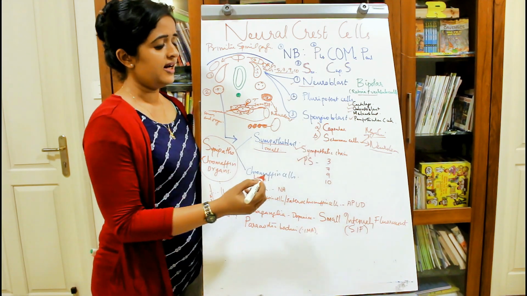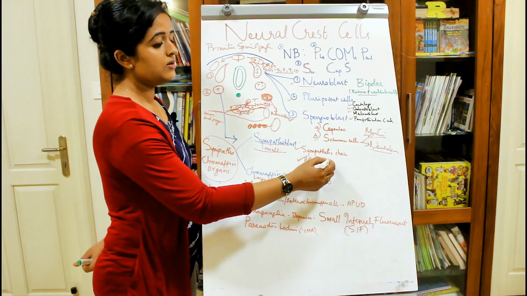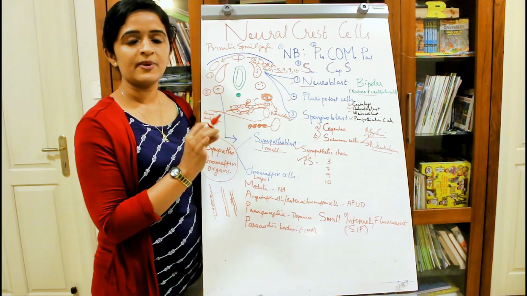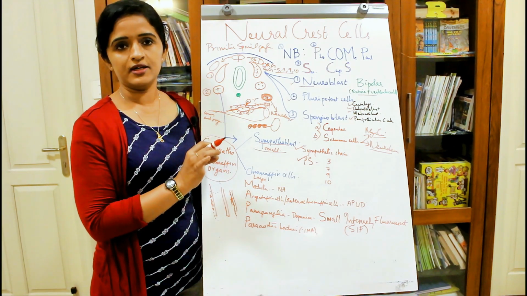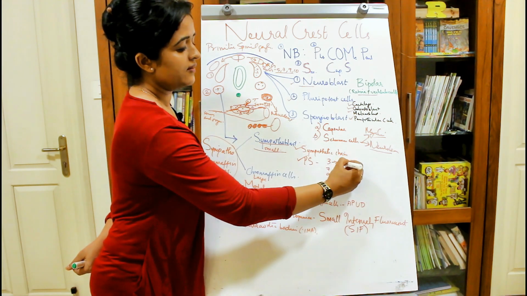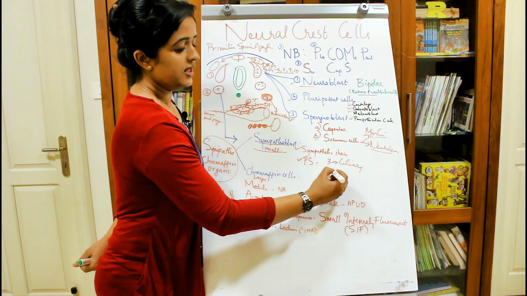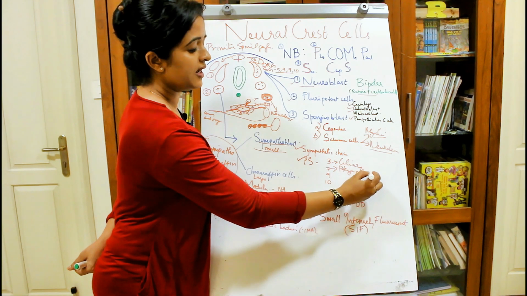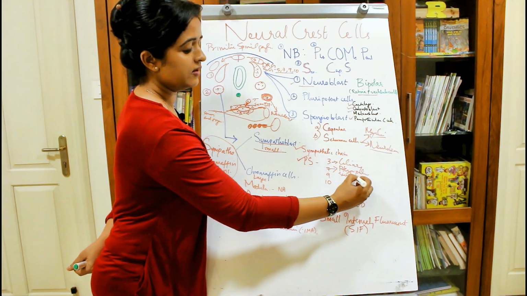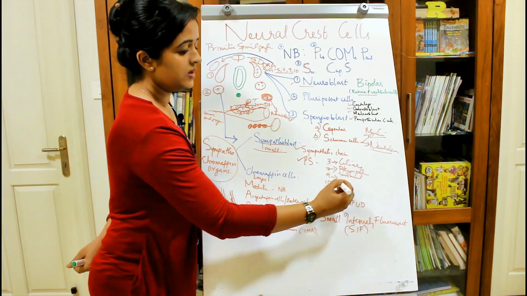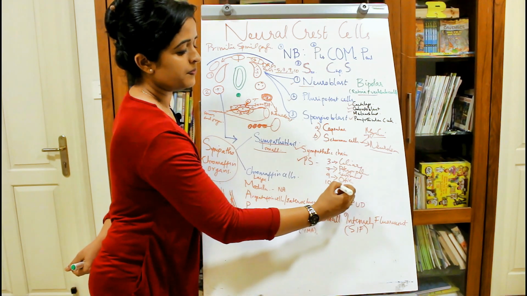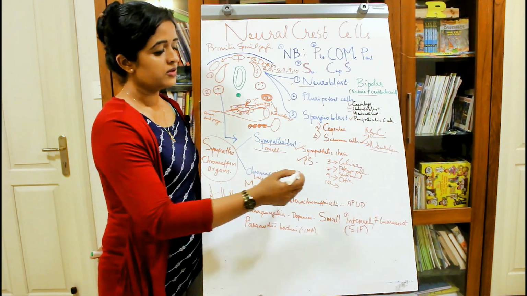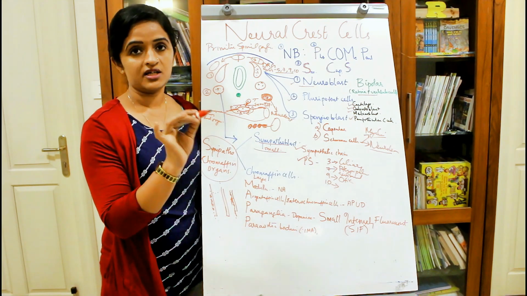Now some of the cells travel along some of the cranial nerves to form the parasympathetic ganglia. Let's see which parasympathetic ganglia are seen in relation with the cranial nerves. Third cranial nerve, you have the ciliary ganglion. Seventh cranial nerve, you have the pterygopalatine ganglia and the submandibular ganglion. Ninth cranial nerve is related to the otic ganglia, and the 10th cranial nerve, the vagus, is parasympathetic to the gut. They form ganglia near the target organs.